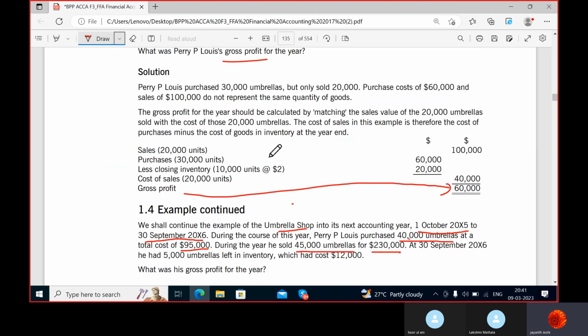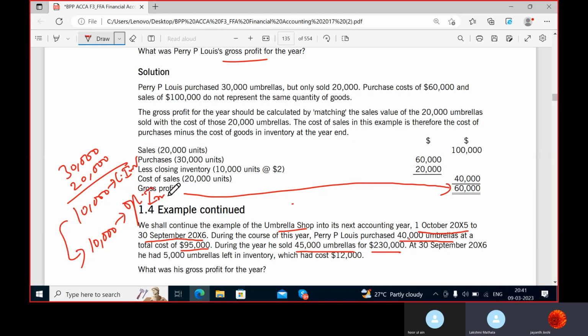So now you should be knowing one thing. Previous year, they bought how many umbrellas? 30,000. They sold how many umbrellas? 20,000. They are left with how many umbrellas? 10,000. That was the closing inventory for the previous year, correct? That becomes what for the current year? Opening inventory. Last year's closing inventory is current year's opening inventory. So the value will be $20,000 of opening inventory.